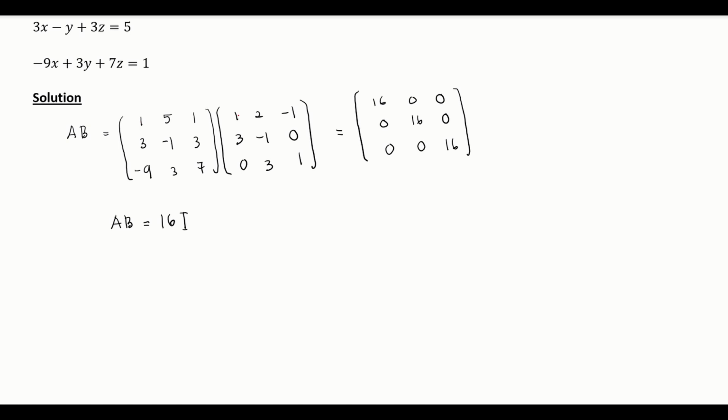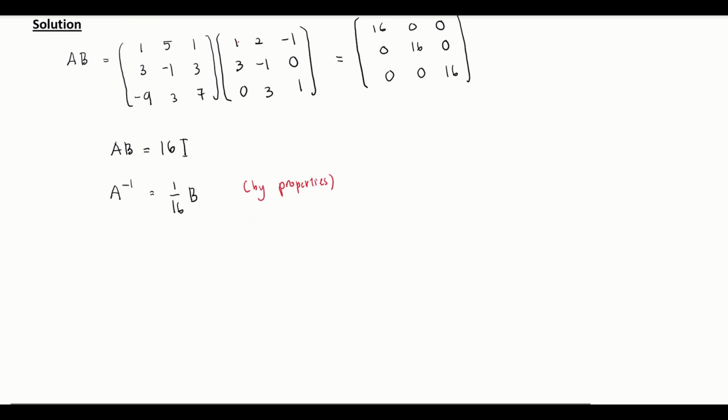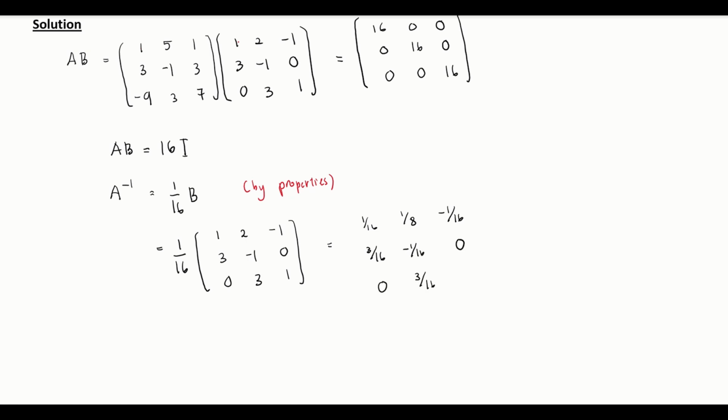The second part is we need to find A inverse. Since we know that A times B is equal to 16I, we can use properties. We know that A inverse is 1 over 16 times B, by properties. So B is 1, 2, negative 1, 3, negative 1, 0, 0, 3, 1. Multiplying, we get 1 over 16, 1 over 8, negative 1 over 16, 3 over 16, negative 1 over 16, 0, 0, 3 over 16, and 1 over 16. So this is A inverse.